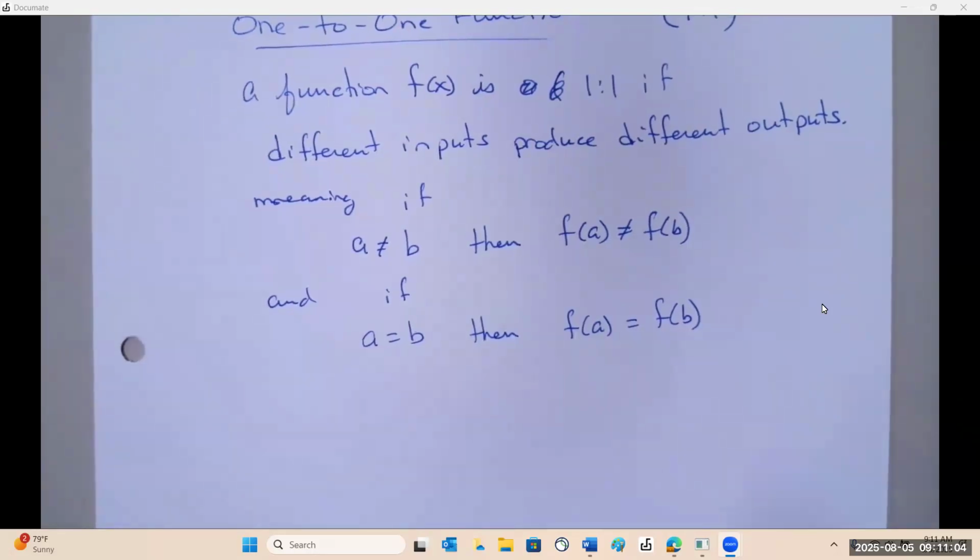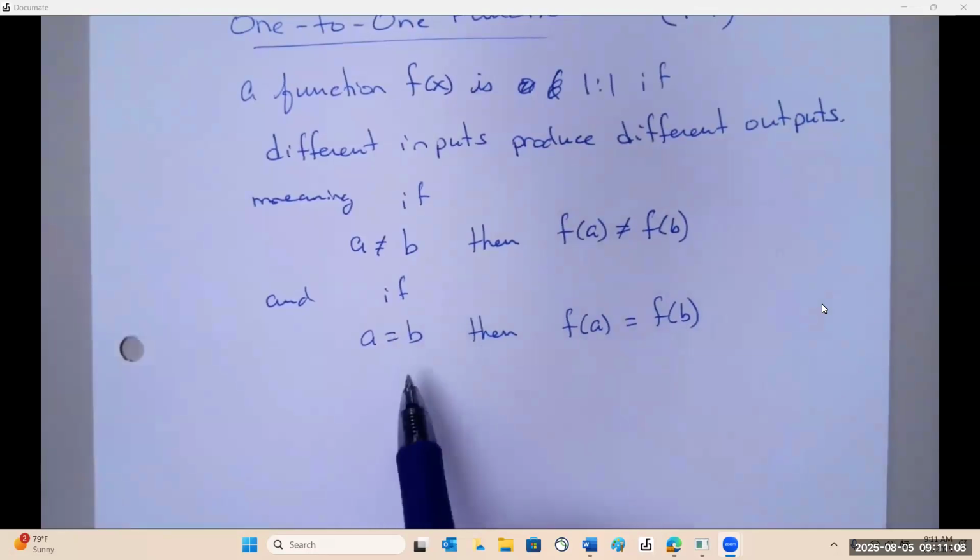So that's what it means. So if the inputs are the same, the outputs have to be the same. If the inputs are different, then the outputs are different. That's how two functions are 1-to-1. They're identical functions.